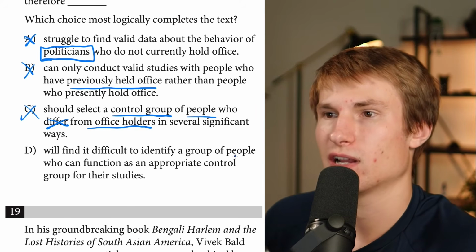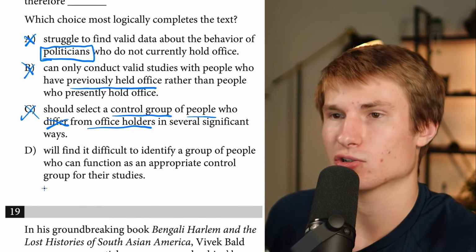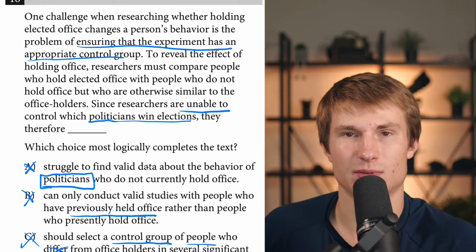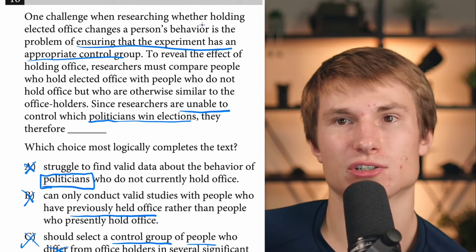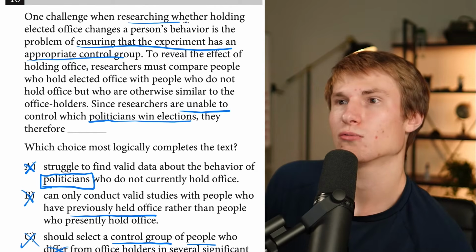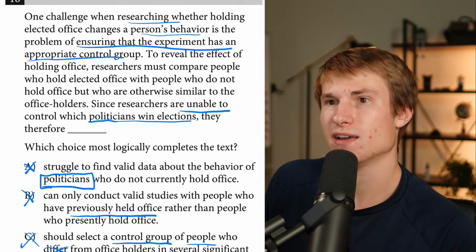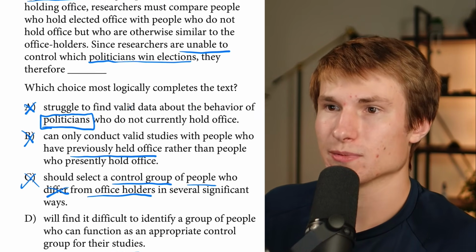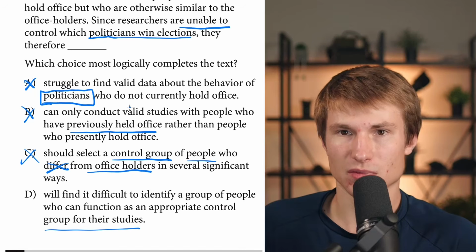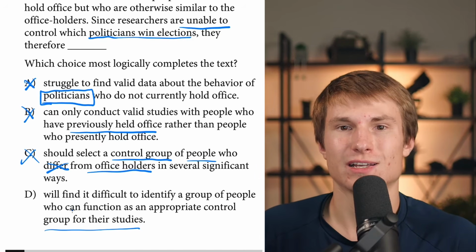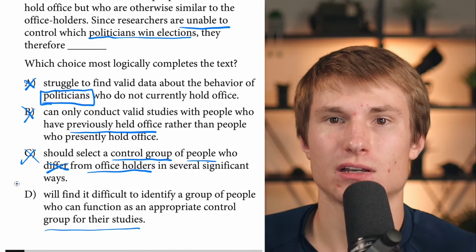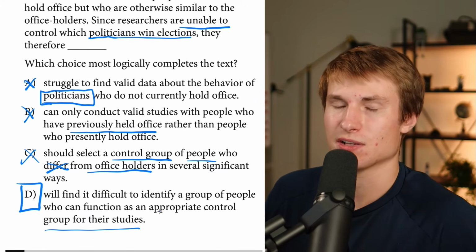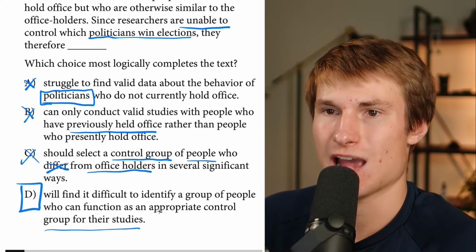We'll find it difficult to identify a group of people who can function as an appropriate control group for their studies. Yes, that's explicitly what we state in the beginning. We state that one challenge when researching whether holding elected office changes a person's behavior is the problem of ensuring that the experiment has an appropriate control group, okay? That control group is ordinary people who are similar to the politicians, but who do not actually get elected into office. Okay, so we have option D. We'll find it difficult to identify a group of people who can function as an appropriate control group for their studies. That is explicitly supported by the text. So D has to be the answer there.